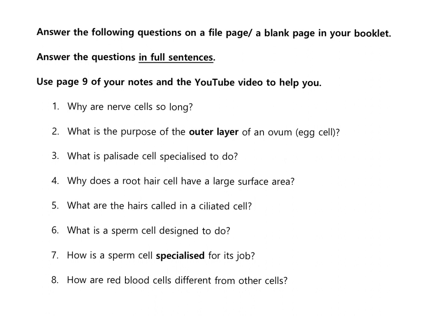So this is the second and last activity that I want you to do on specialised cells. So what I've got here on the screen are 8 questions which I would like you to answer. So you can continue working on the same page that you were identifying the pictures of the cells on, and that's absolutely fine. Maybe take a little subtitle of questions. So that's just on your same file page or the blank page in your booklet that you're working on.